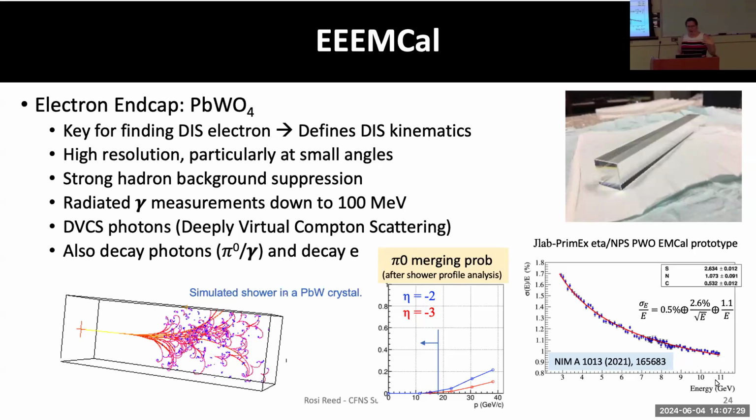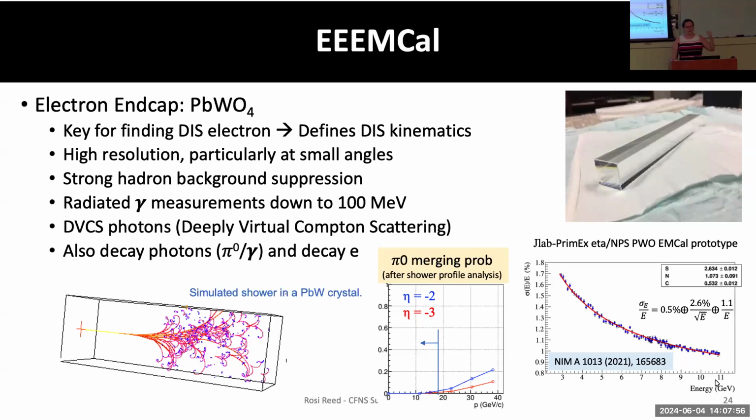And so what this calorimeter allows us to do is give us some very nice resolution. The crystals are a particular size of the Molière radius. It allows us to suppress the hadron background, and we can really measure photons down to about 100 MeV, so very low energy photons. This is very important for DVCS photons in particular.